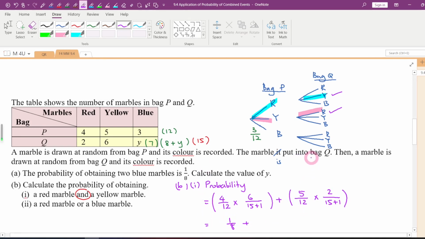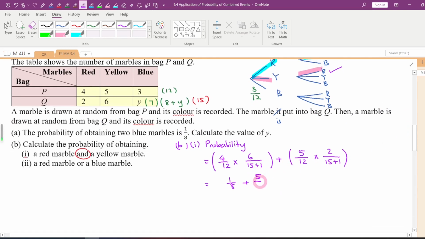How about this one? 5 over 12 times 2 over 16. Sorry, 5 over 96. So add these two fractions together. Is equal to 17 over 96. This is the answer for B1. Now, let's go to B2.